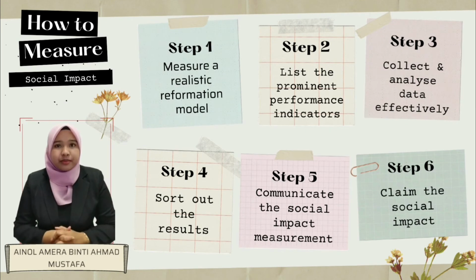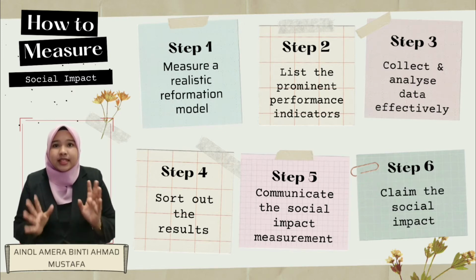How to measure social impact to benefit the organization? The first step is to build a realistic reformation model. The reformation model, also known as the logic model, must be stated clearly, including the company's goal and objective, so that the company can tackle the social issues. A defined plan can help the company to maintain the consistency of the social impact measurement even in the future.